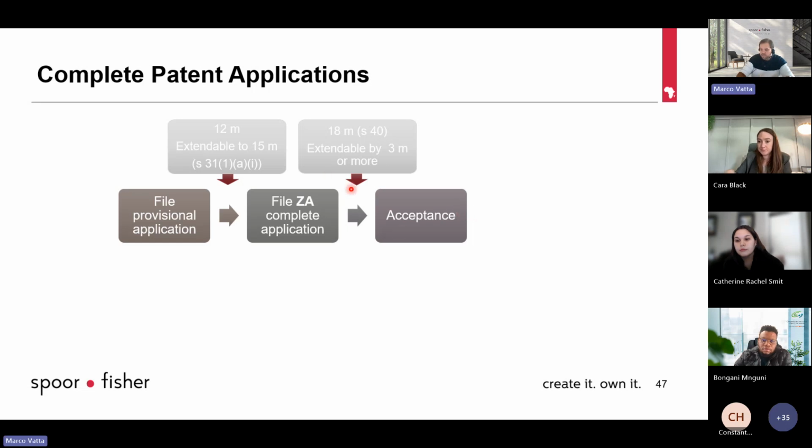If for whatever reason the applicant is unable to comply with this deadline, it is possible to request extensions for this acceptance deadline. By way of right, the applicant is entitled to a 3-month extension. So if they lodge their request for an additional 3 months, the Patent Office has to allow that request. Any subsequent request beyond the additional 3 months, so anything above 21 months from the filing date, in those instances, the applicant has to show good cause as to why they're requesting that extension.